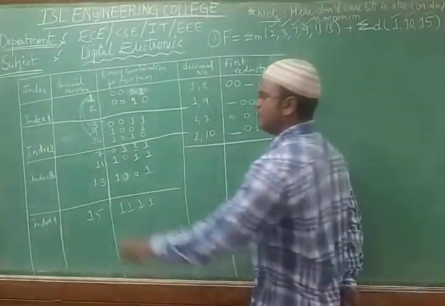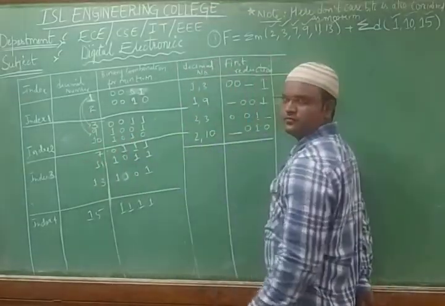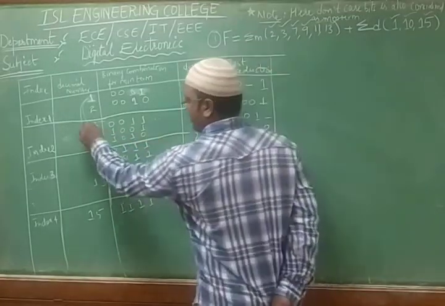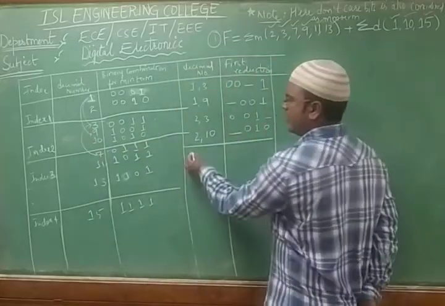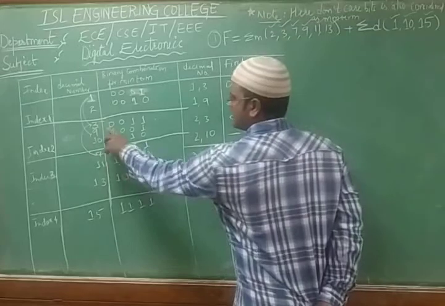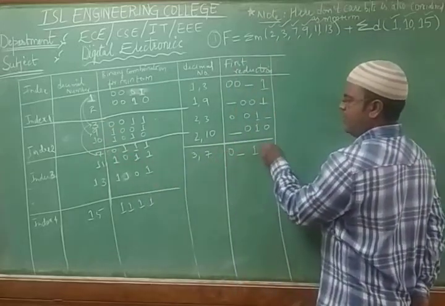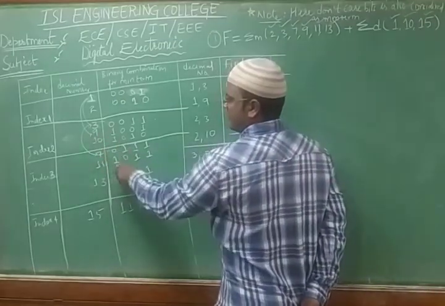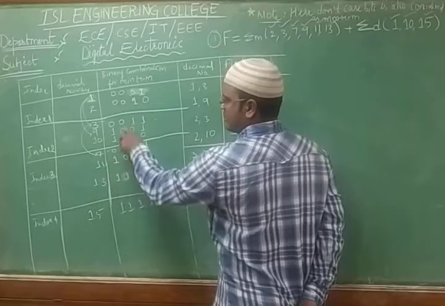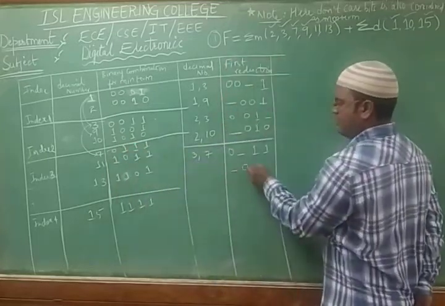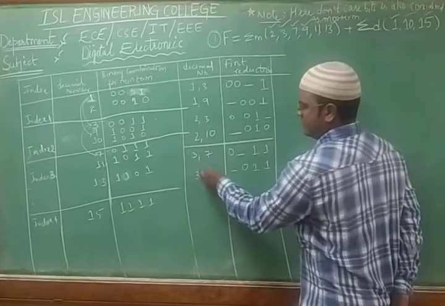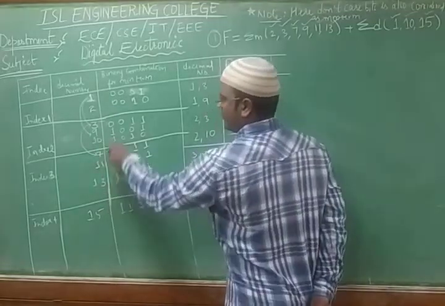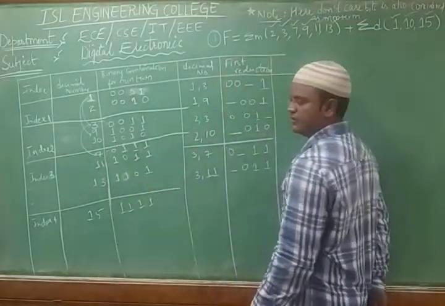Next, I am comparing the second index with the third. See here 0. I can compare, yes, one bit differs and the remaining are the same. So now I am doing 3 with 7. I get 3 with 7: 0, dash, 1 and 1. That 3 with 7 is done. Next, try 3 with 11. Yes, 3 with 11 is possible: dash, 0, 1, 1. So 3 with 11 is also done. Next 3 with 13, can I do it? No, because all bits differ.